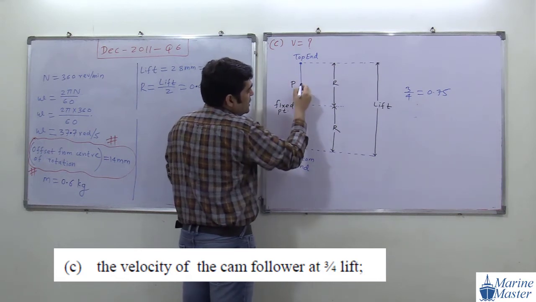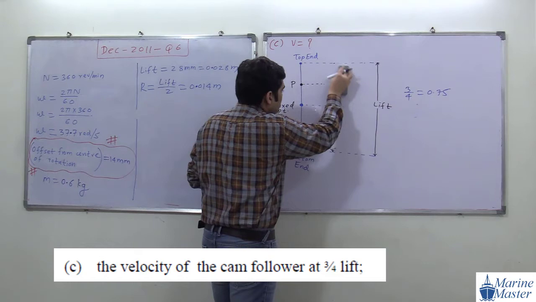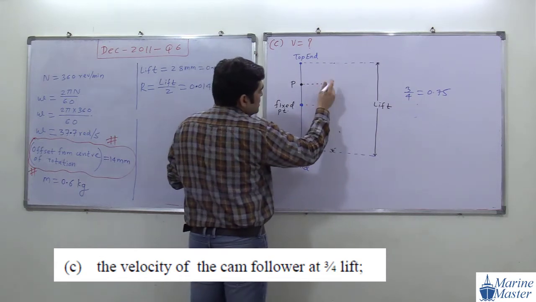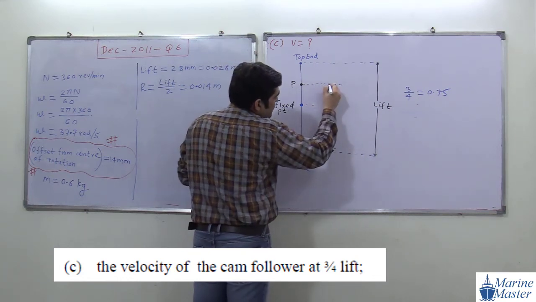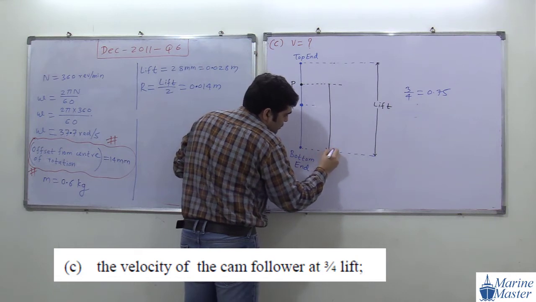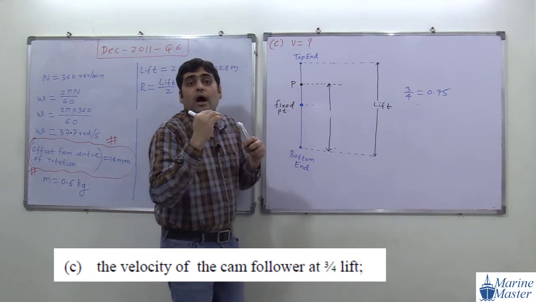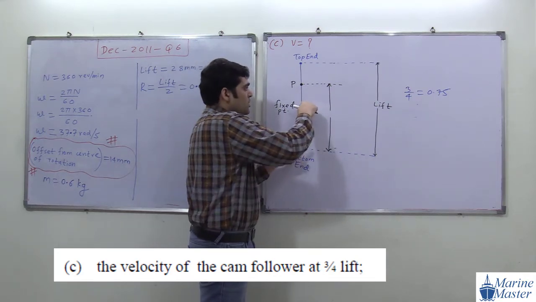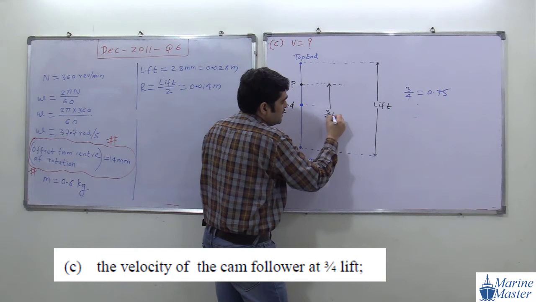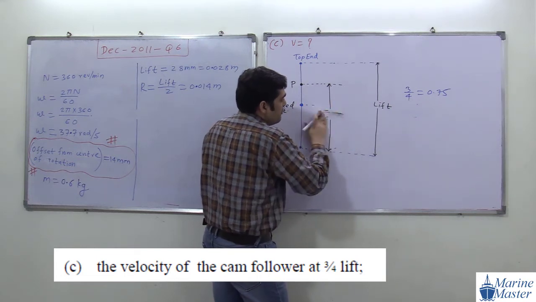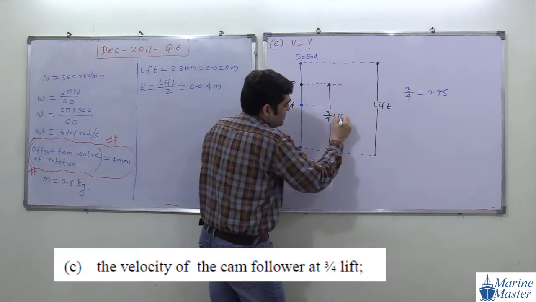So this position will be here. This position will become 3/4 of the lift. 3/4 of the lift means above the 50%, which is 0.5, so this will become 0.75. So this position is 3/4 of the lift. All are mathematics. It is all mathematics. So 3/4 of lift.